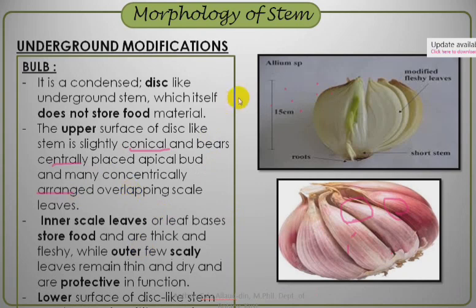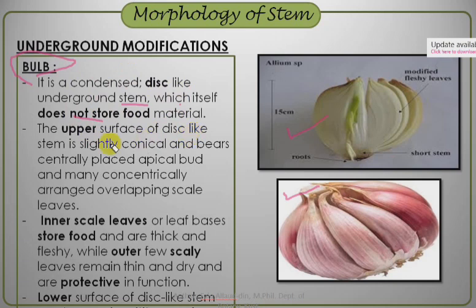Now the third type of underground modification of the stem is known as a bulb. Before moving further, you can see the diagram and you can understand what we are going to discuss further. It is the diagram of an onion, and this one is a diagram of garlic. A bulb is basically not truly stem, instead it is actually an underground bud. It is a condensed disc-like underground stem, and it does not store food material.